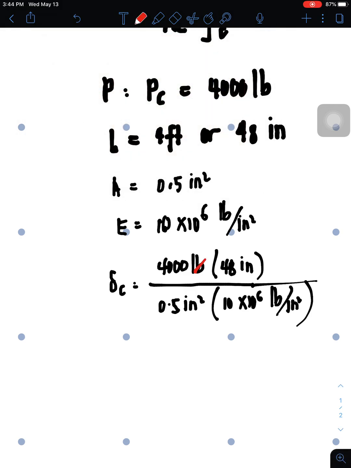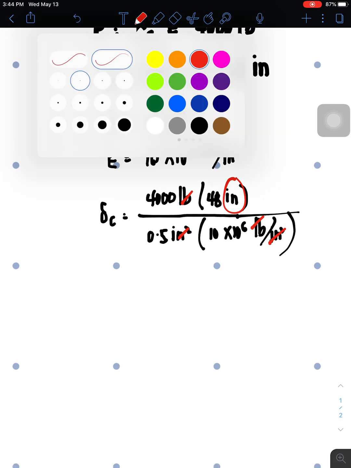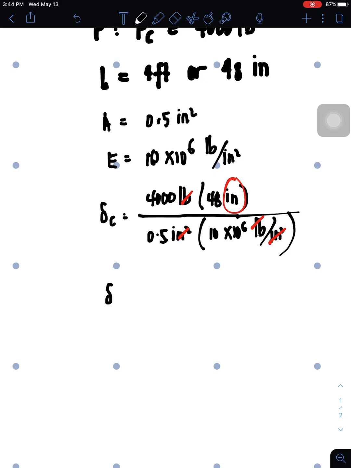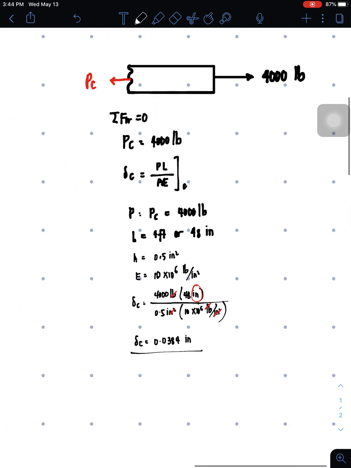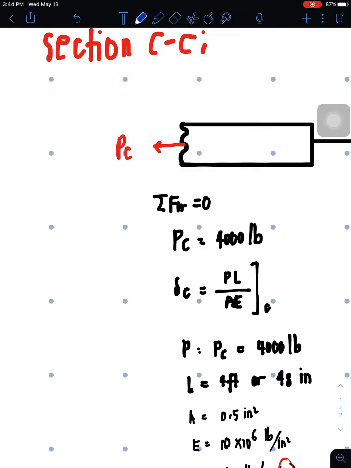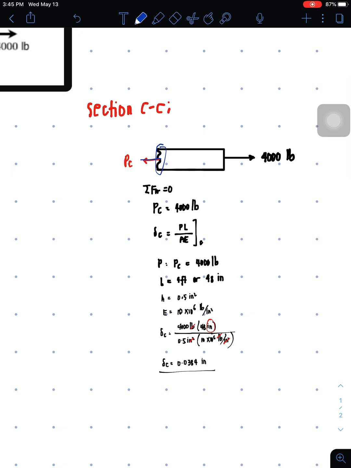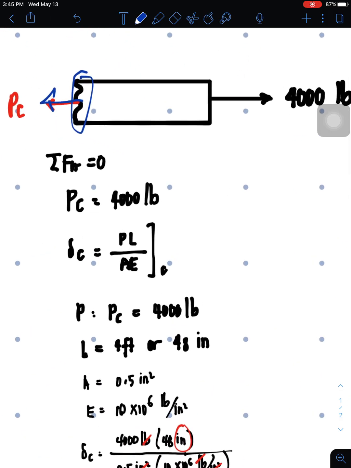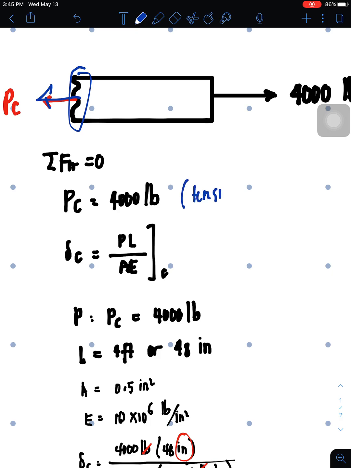The pounds and the square inch cancel out, leaving inches. So the deformation at section C is 4,000 times 48 divided by 0.5 times 10 times 10 to the 6. So you have 0.0384 inch. But by the way, we have the type of force here, PC, I forgot. PC is pointing away from the body. Therefore, this PC here is tension.